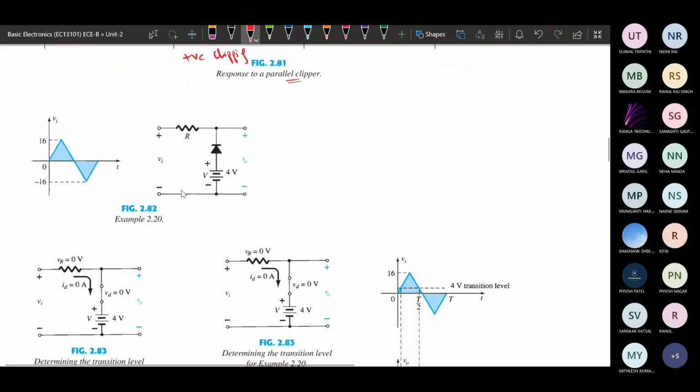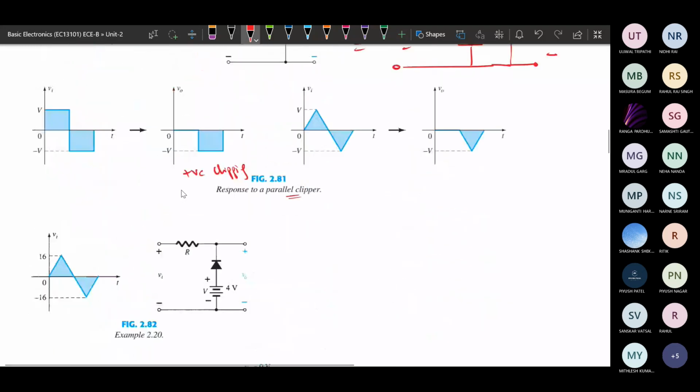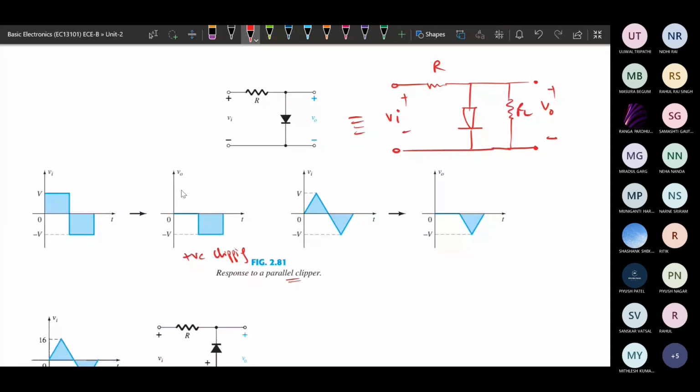Now we will see the parallel clipper with a reference voltage, but we are out of time. So this parallel clipper we will see in the next class. If you have any query, you can ask.